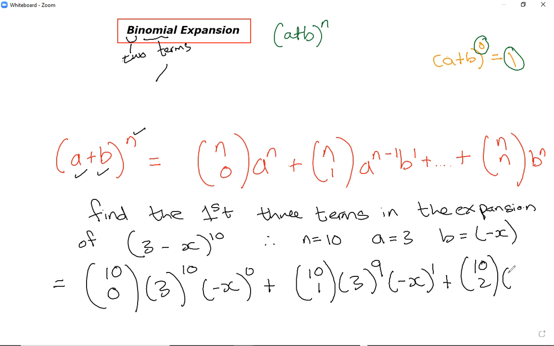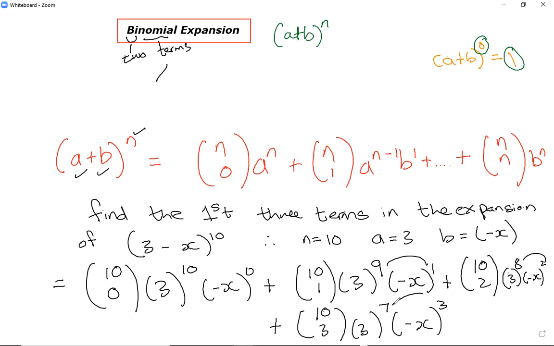10C2, 3 to the 8, and (negative x) to the 2, plus 10C3, 3 to the power of, and you notice that this number is those two numbers subtracted. 10 minus 2 is 8, 10 minus 3 is going to get you 7, and then (negative x) to the power of 3. Also, 9 plus 1 is 10, 8 plus 2 is 10, 7 plus 3 is 10, 10 plus 0 is 10. So you know that the powers need to add up to 10. You just have to get the first one and make sure it adds up to 10.